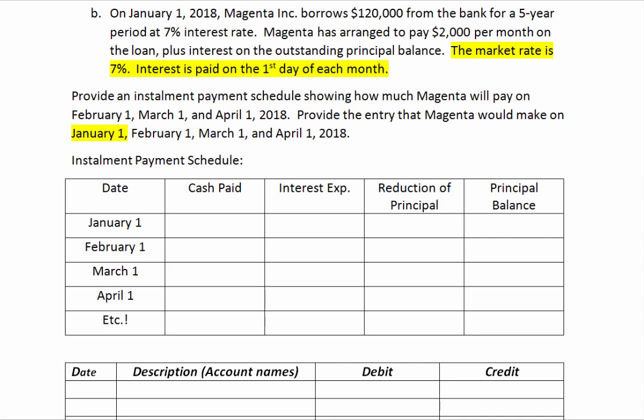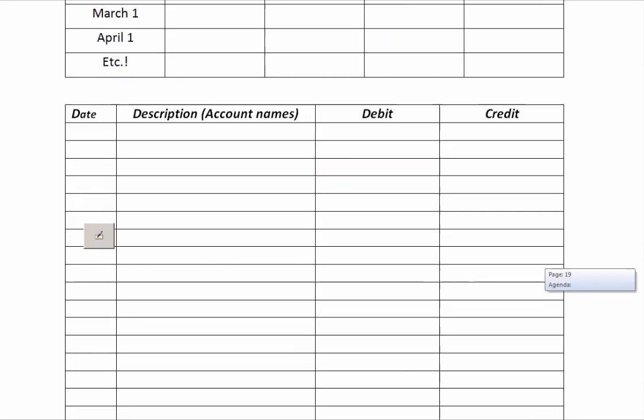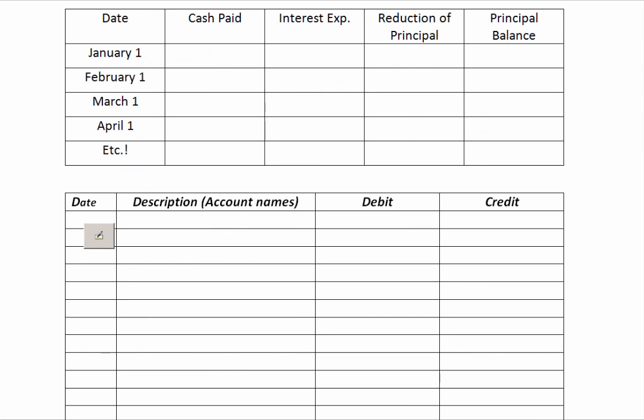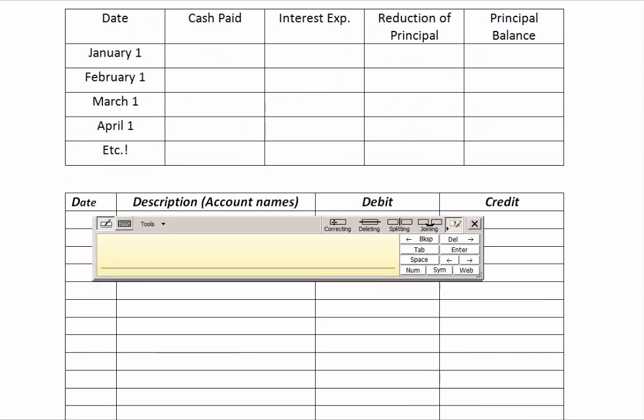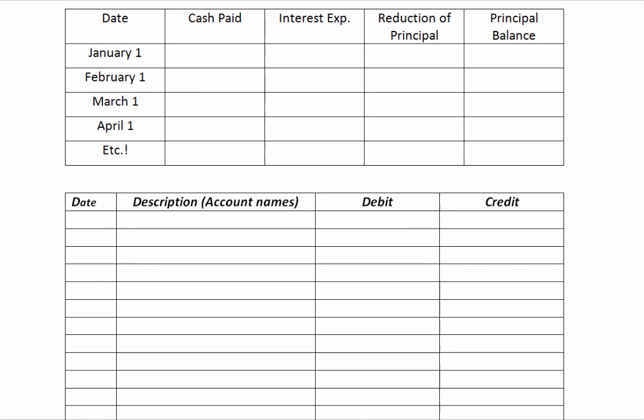So in this case, we need to do an installment payment schedule. We start with January 1st when we borrow the money. So how much money do we get? We know it's a par loan. So on January 1st, the balance is $120,000. And that's what we're getting on January 1st.